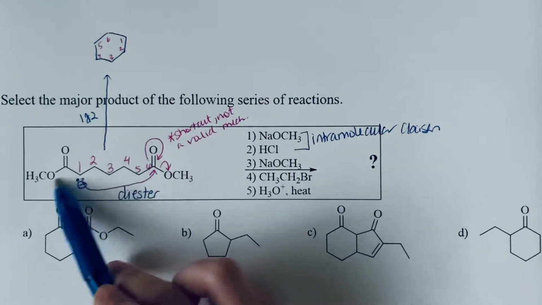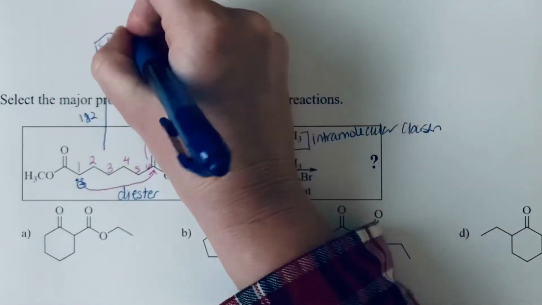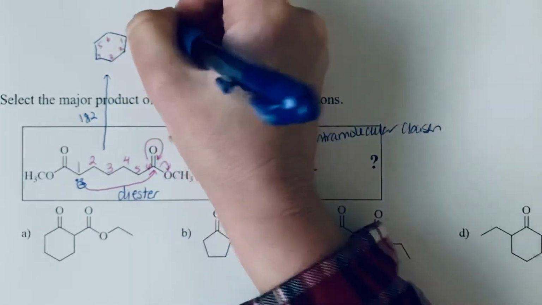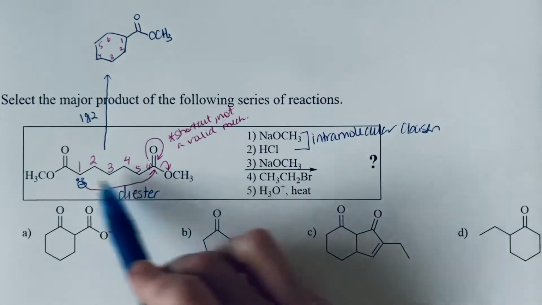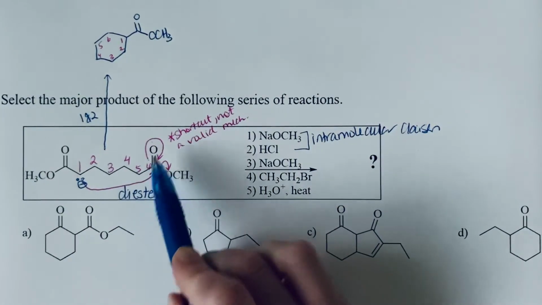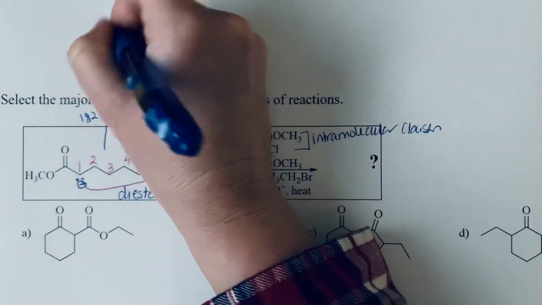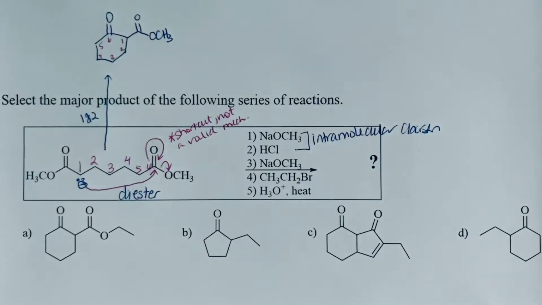So off carbon 1, we have this ester. And then off carbon 6, after we've attacked that carbonyl, the electrons come up and back down and kick off the leaving group, you'll be left with a carbonyl, or a ketone, there at carbon number 6. So that is the product of that first intramolecular Claisen reaction.